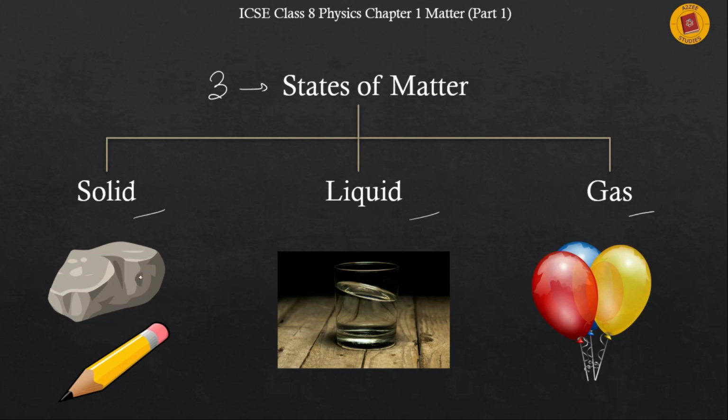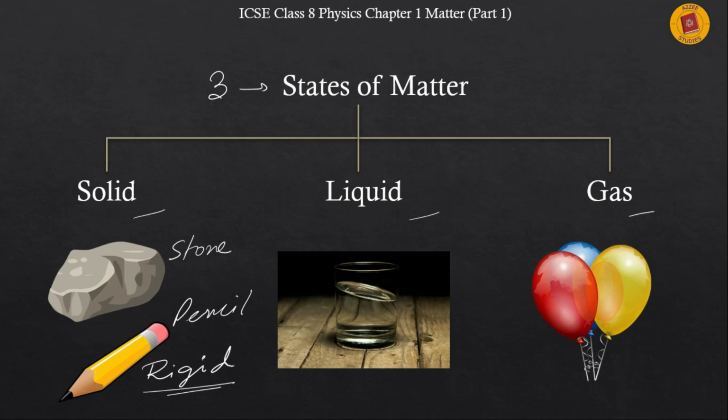Examples of solids can be a stone, a pencil, an eraser. Anything kept in front of you can be a solid, the pencil box. So in one word, solids are all those things which are rigid. When we hold them, we can feel them, we can lift them, we can touch them.